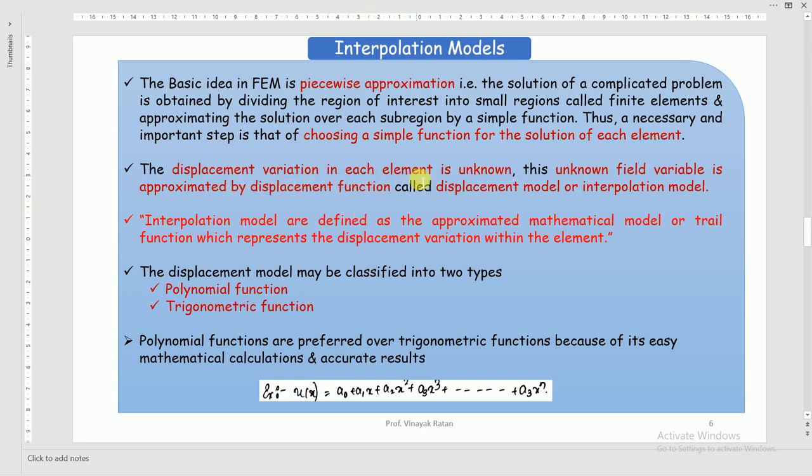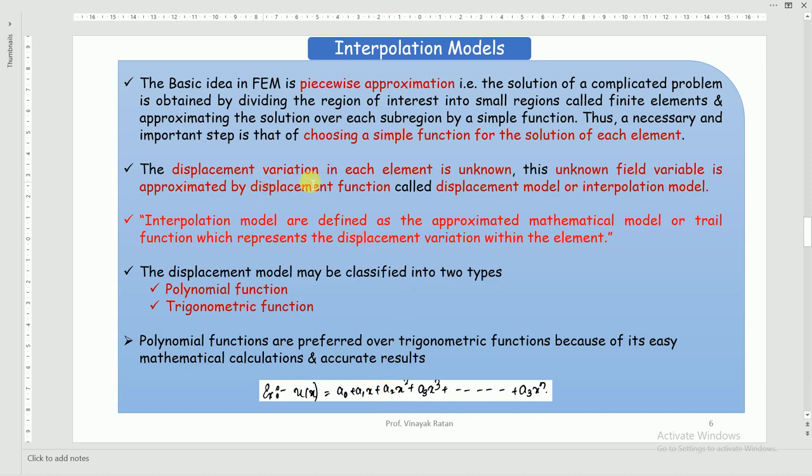So the displacement variation in each element is unknown. Initially, the displacement which we want to find out, the field variable, is it known to us or unknown to us? It is unknown to us, right? So this unknown field variable is approximated by a displacement function, called the displacement model or interpolation model. For example, u is the displacement; you approximate u equal to some function. If temperature is the field variable, T of x equal to some polynomial equation. For structural problems, u is the displacement, so u of x equals a0 plus a1x plus a2y, and so on. We'll see how to write these equations for a given element.